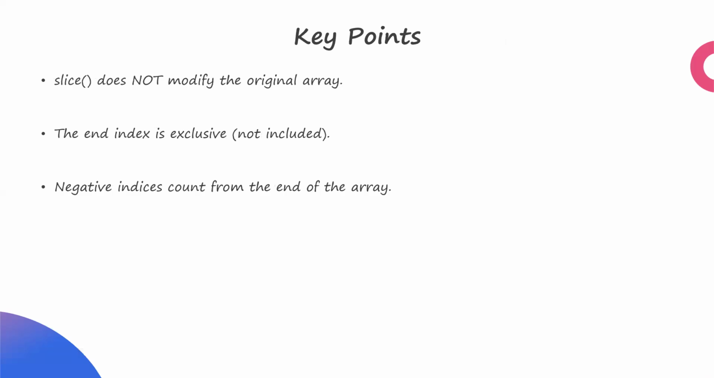What are the key points here? Slice does not modify the original array, but splice does. The end index is exclusive, which means it will not be included in your sliced array. Negative indexes count from the end of the array.